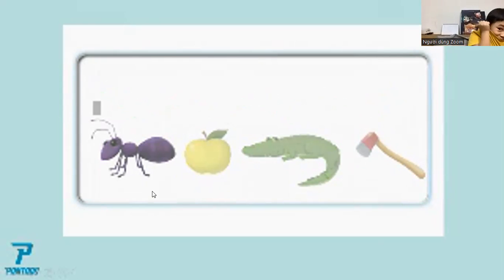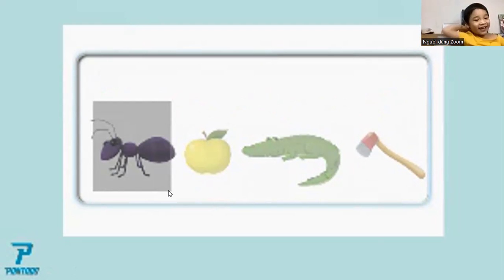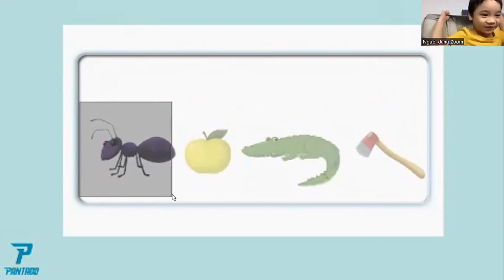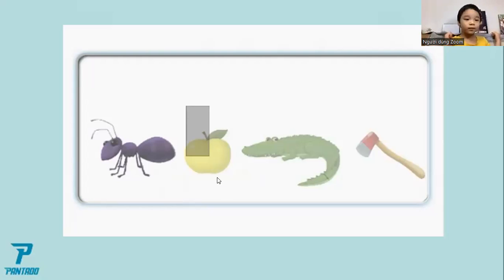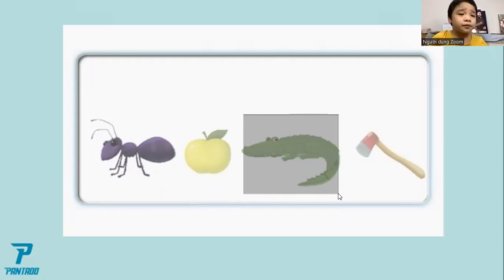Okay, so now what is this? It is an alligator. No, this one. What about this? It is an ant. Very good. What about this one? Apple. Very good. How about this? It is an alligator. Very good. It is an alligator.